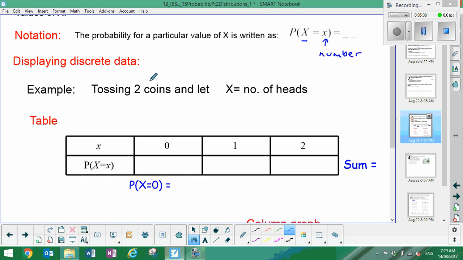So we can display this is discrete data because it has particular values, it's not continuous. So if we toss 2 coins and let x equal the number of heads, remember from your tree diagram, you can go heads or tails for the first toss, and then for the next toss you can go heads, tails, heads, tails.